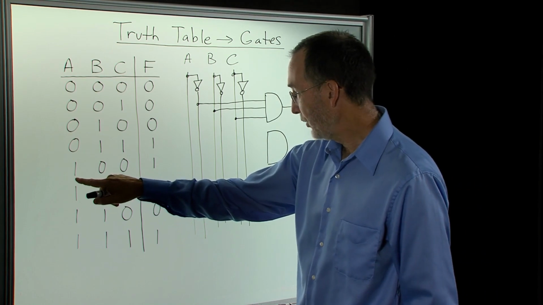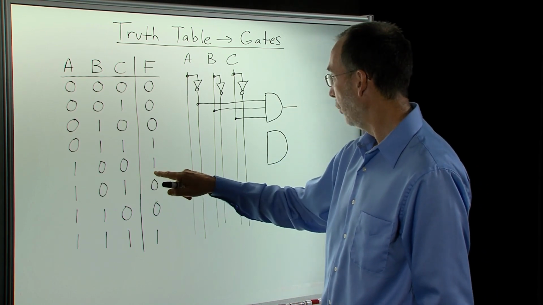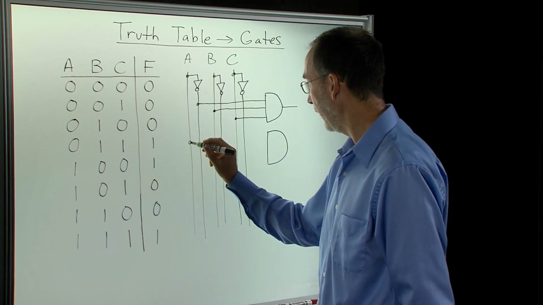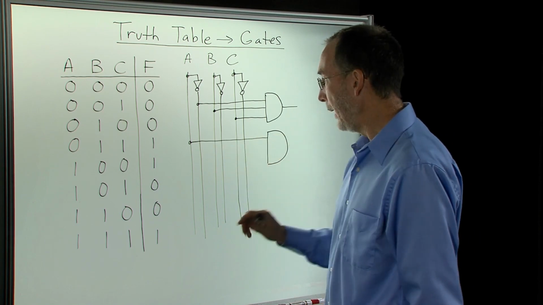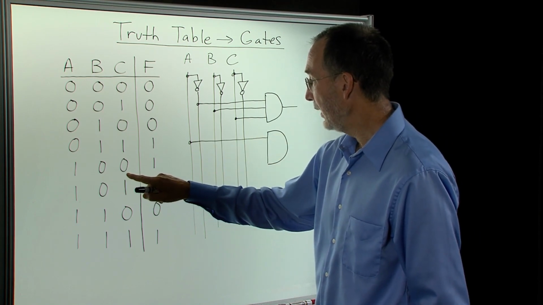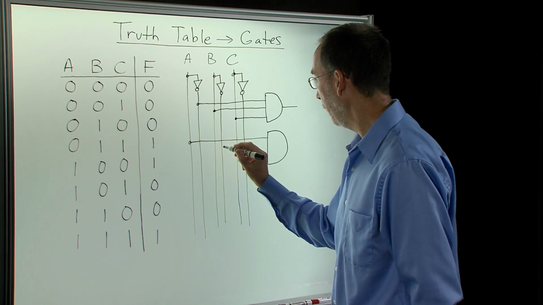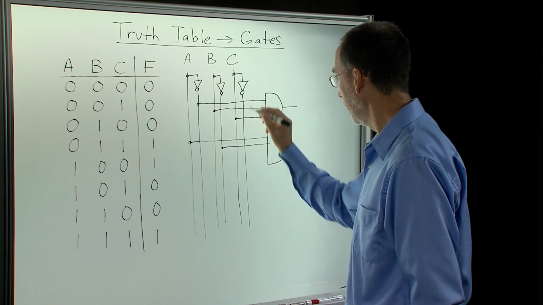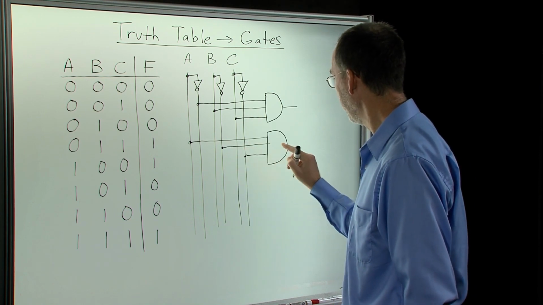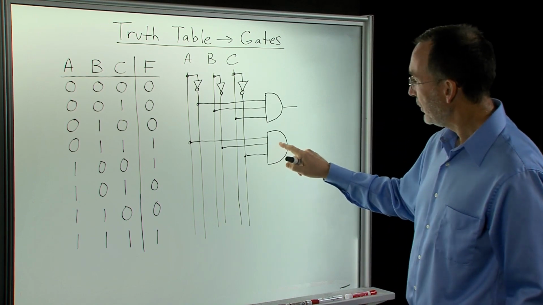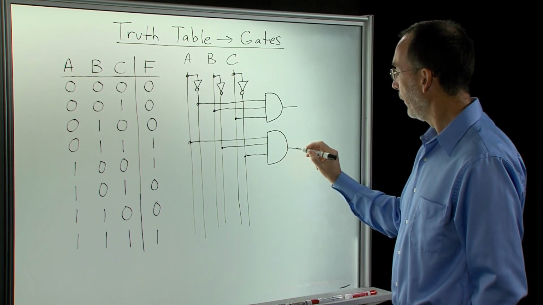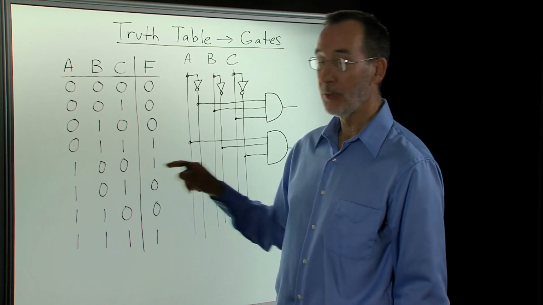And here we have A is a 1. That's when we get a 1 here. So we're going to take the true value of A. And here we have B and C are 0, so we're going to take the complemented values of B and of C. Again, this output is going to be a 1 when I see 1, 0, 0 in my input.